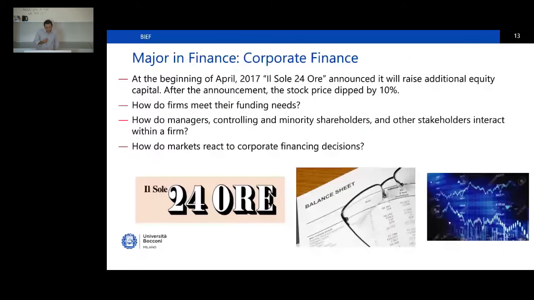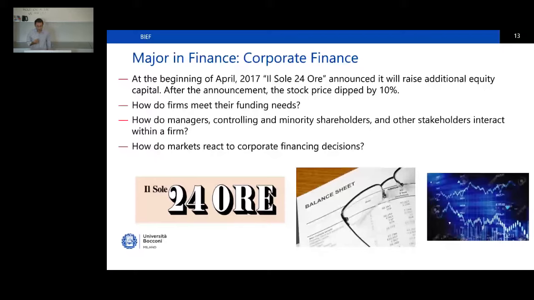All right, so now let me move to the finance track, again giving you three examples. The first is borrowed from corporate finance as a discipline within finance. At the beginning of April 2017, Il Sole 24 Ore, our main financial newspaper, announced that it would raise additional equity capital. After the announcement, the stock price of Il Sole 24 Ore dropped by 10%. So the first reaction is: why was Il Sole 24 Ore raising new funds, and why did investors punish this announcement?